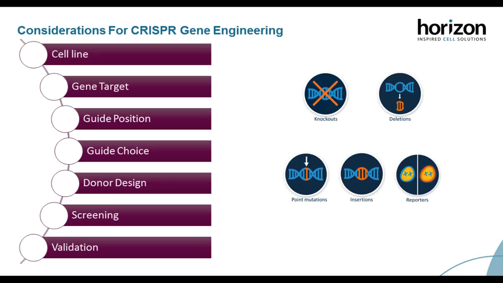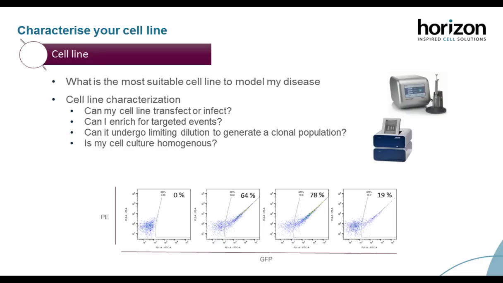So the first step there was to look at your cell line, to characterize your cell line. You want to consider, is your cell line engineerable? Questions you should ask yourself to determine if your cell line can be genetically engineered are: can I transfect my cell line, or can I infect my cell line? Can I enrich for the targeted events? Can they undergo limiting dilution to generate clonal populations? And is my cell line homogeneous?